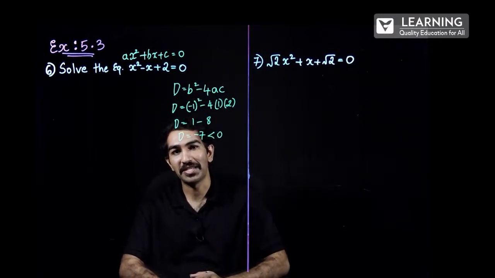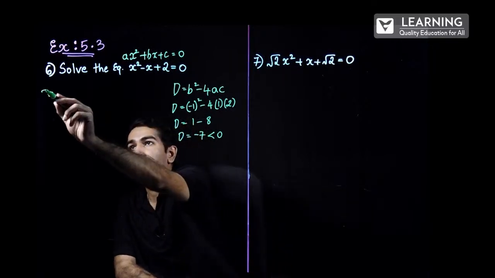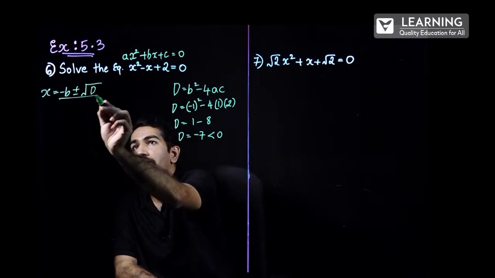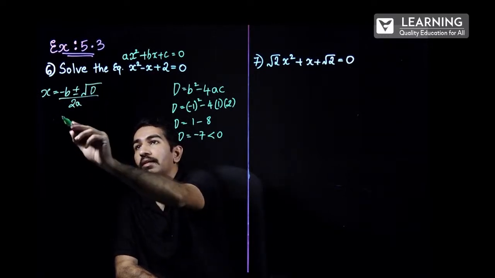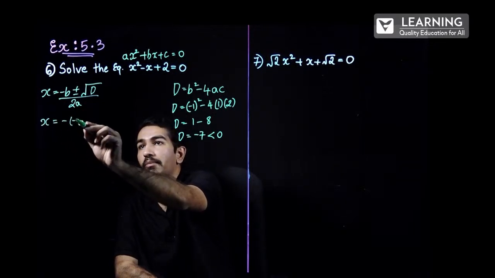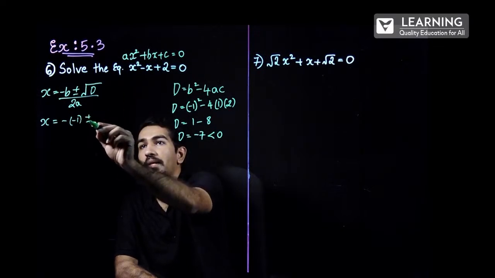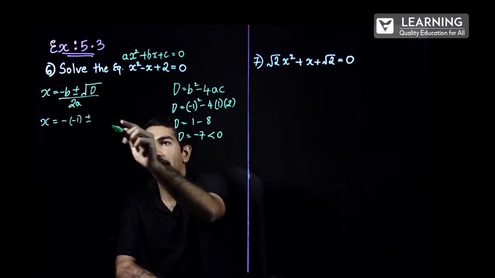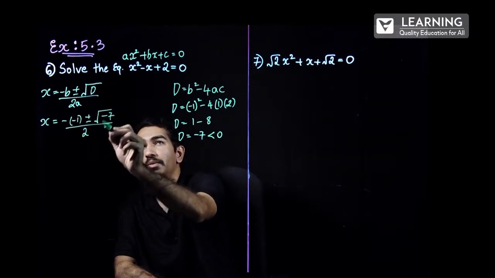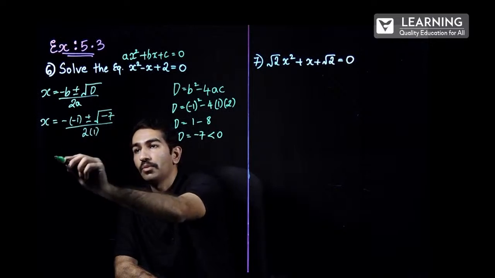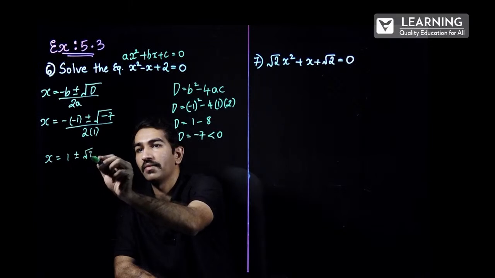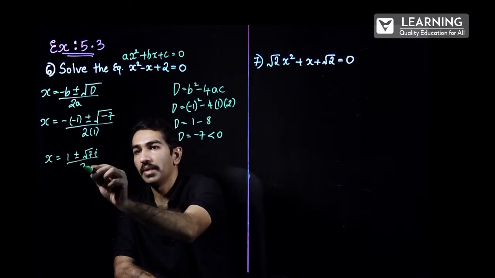So how do we find out the roots now? We will be using the formula x is equal to minus b plus or minus root of D, the whole divided by 2a. So we will write again x is equal to minus b, which is minus of minus 1, correct? Plus or minus D, which is how much, students? Minus 7. So root of minus 7, the whole divided by 2 into a, which is 1. Minus into minus will be equal to plus. So this will become 1 plus or minus root 7 i, the whole divided by 2.